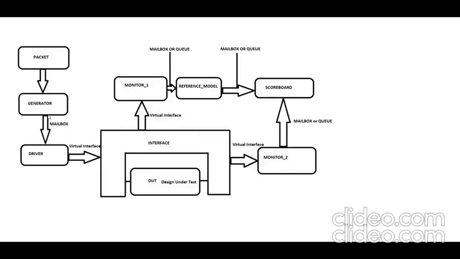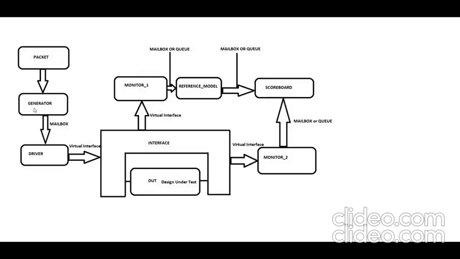Whenever you want to pass some information from class 1 to class 2, you can use a mailbox or a queue. I haven't mentioned it here, but a queue is also an option you can use. This is also a class, so here also we want to pass some information from this monitor to this monitor. So I have mentioned mailbox or queue here; you can use both. Again, here we have the reference model and scoreboard. Here also you can use one mailbox or queue, anything you can use. And again the same here, a mailbox or queue can be used. Now you will see one more thing, the virtual interface. The virtual interface concept I will explain a little bit later. First, let's understand how this environment works.